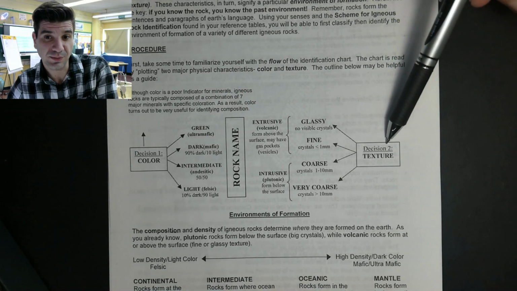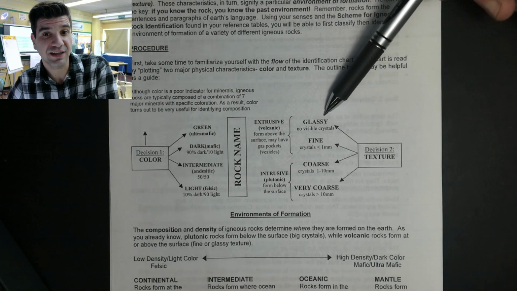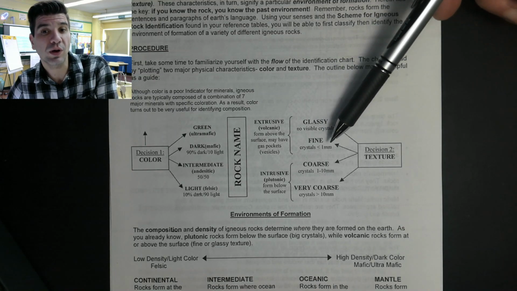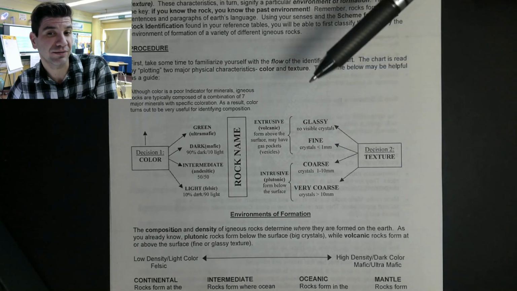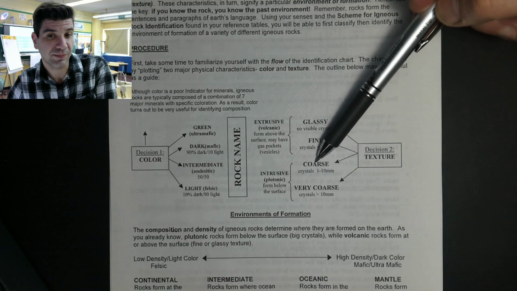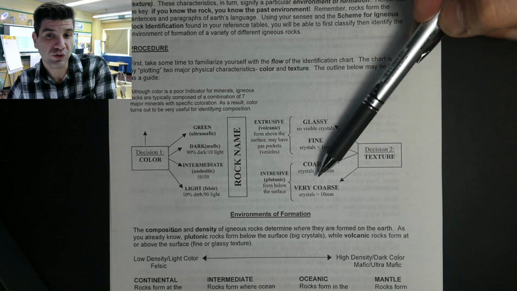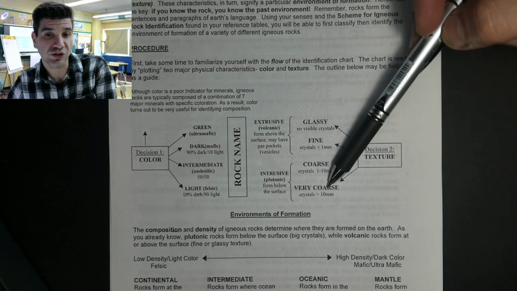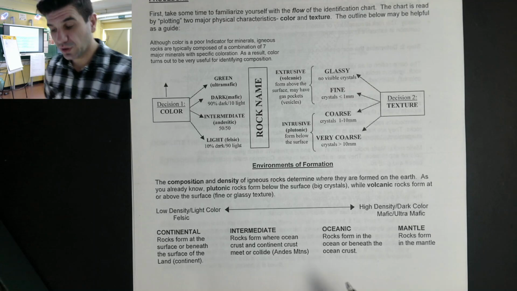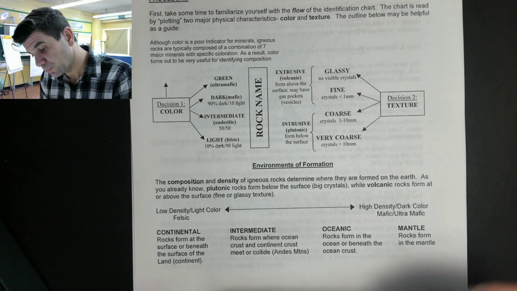Next up is decision number two, the texture. Is it glassy? So there's like no visible crystals. Fine, crystals smaller than 1 millimeter, which would be like sand-sized particles. Coarse, which is between 1 and 10 millimeters. Or very coarse, which is extremely large, 10 millimeters or larger, which you will not find in any of these specimens.